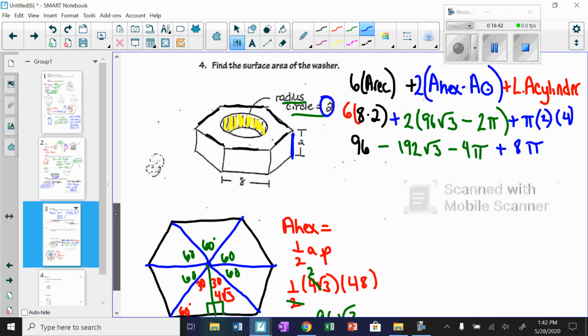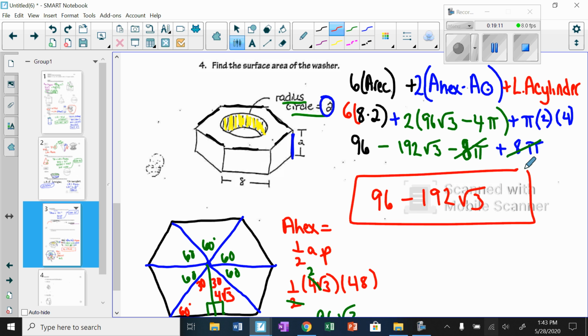Oops, I think I messed up the area of the circle. The radius is 2, so pi r squared, sorry, backtrack, pi r squared is 4 pi. That's why we got to write everything down. So then when you distribute that 2, that would be an 8 pi. There we go. So now we're going to simplify what we can. I have a negative 8 pi and a positive 8 pi. That cancels right out. So we are 96 minus 192 root 3. And that is our total surface area.